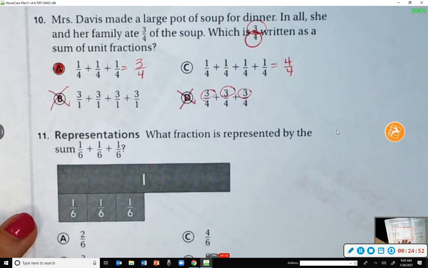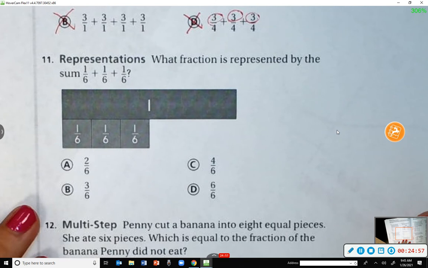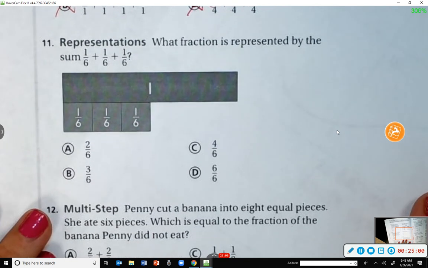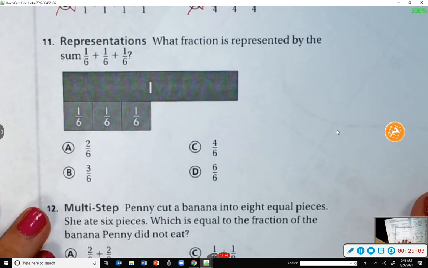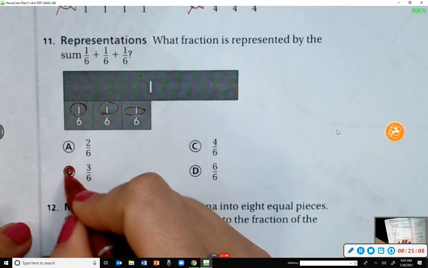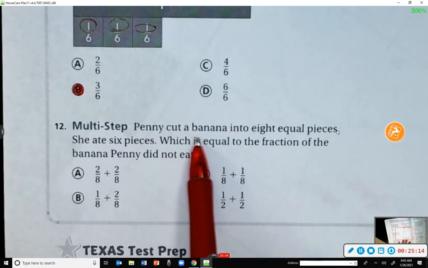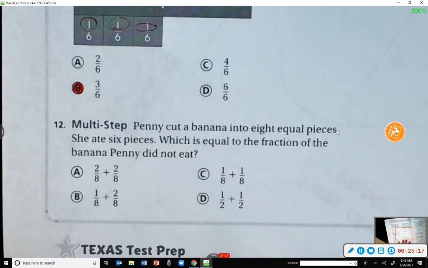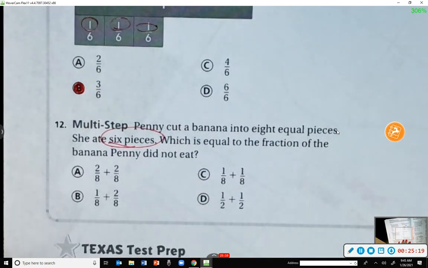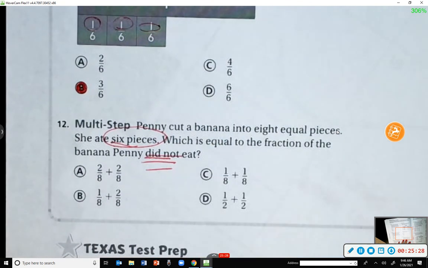Okay, number 11, what fraction is represented by the sum 1/6 plus 1/6 plus 1/6? What did you get? 3/6. Good. We have 1, 2, 3 pieces. So B is 3/6. Number 12. Penny cut a banana into 8 equal pieces. She ate 6 pieces, which is equal to the fraction of the banana Penny did not eat. Okay? Did not eat. So here we go again. They want to try to trick you. You've got to really pay attention.